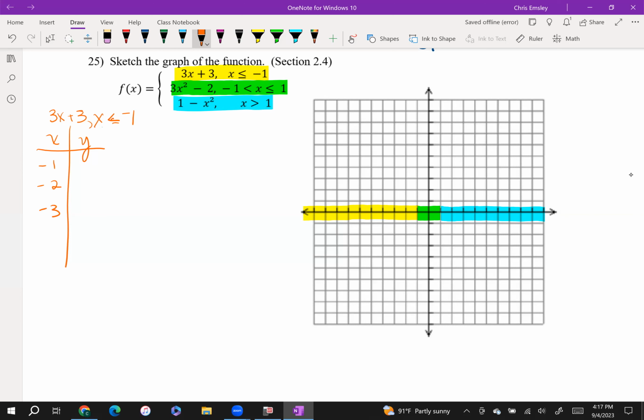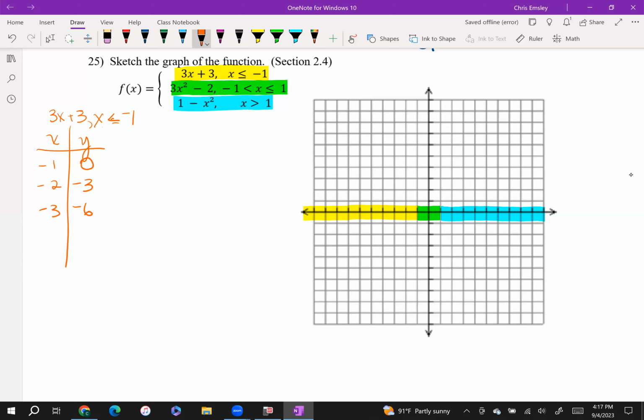3x plus 3 is a linear equation, so I don't need a whole bunch of points because I know that's going to be a straight line. When I plug in -1, I get -3 plus 3, which is 0. When I plug in -2, I get -6 plus 3, which is -3. And when I plug in -3 for x, I get -9 plus 3, which is -6.